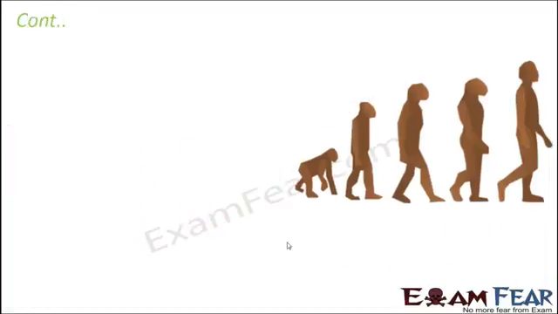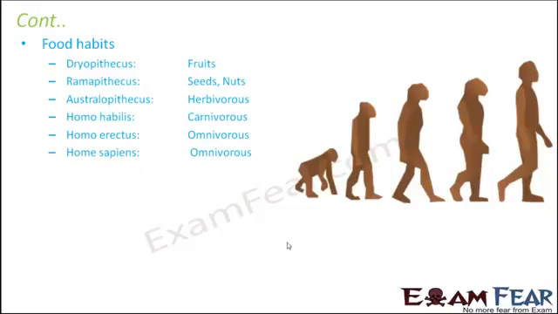The next thing which we'll talk about is the food habit. Initially they ate only fruits or seeds, but gradually with time they started eating different types of food. Initially it was only fruits, then seeds and nuts, then herbivorous, that is they ate grasses and plants and all those kind of vegetables. Then later they became only carnivorous, that is they could eat only flesh. But when Homo erectus came into the picture, from there on they became omnivorous, that is they could eat grass and plants, at the same time they could eat meat as well.